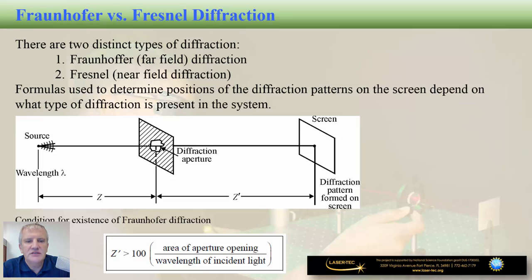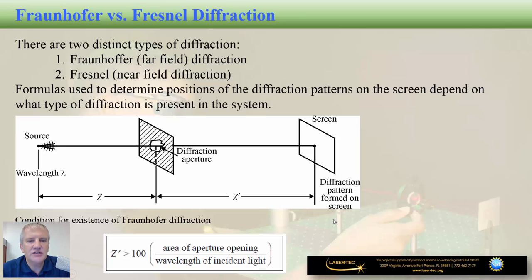What you can see here is a lab setup that will be used in our labs to create diffraction patterns. On the left hand side you see the source of light of a specific wavelength, and then in the middle we have specific type of a diffraction aperture. This can be a pinhole or vertical slit or diffraction grating, and then over on the other side we have a screen on which we're going to be observing our diffraction pattern.